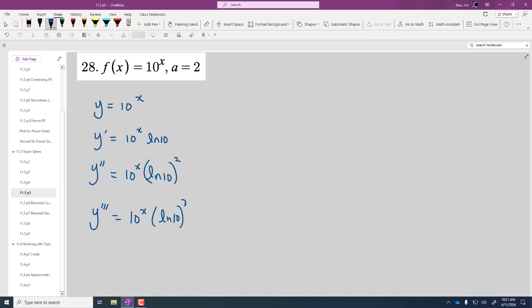So there is the function, first 3 derivatives. None of them are going to be 0. That's great. Plug in our center. So y of 2 is going to be 100. y prime of 2 will be 100 log 10. y double prime of 2 will be 100 log 10 squared.